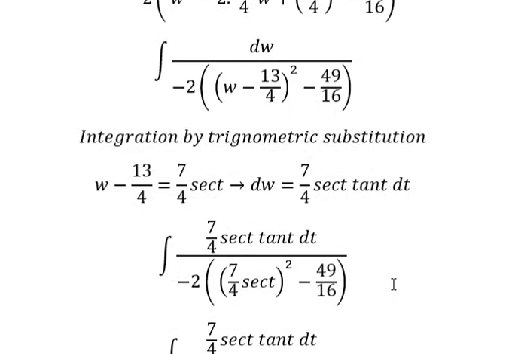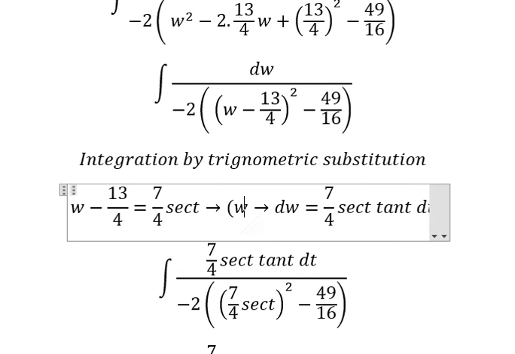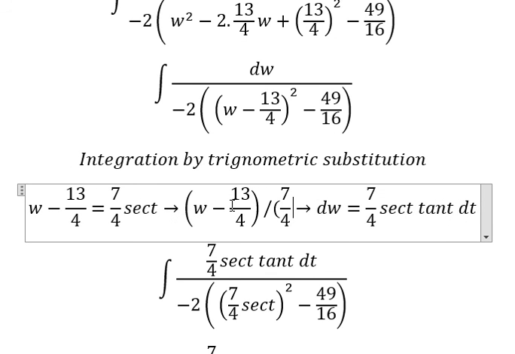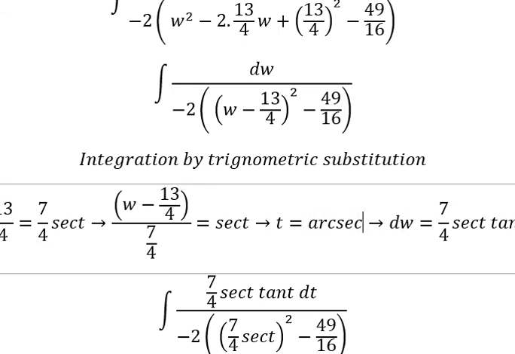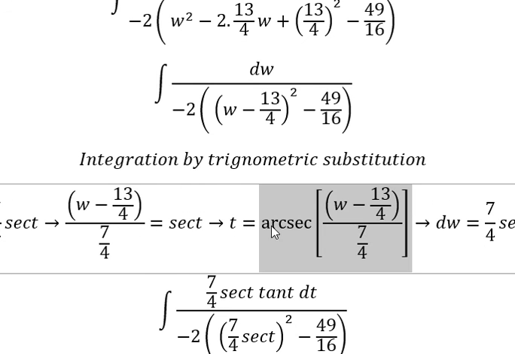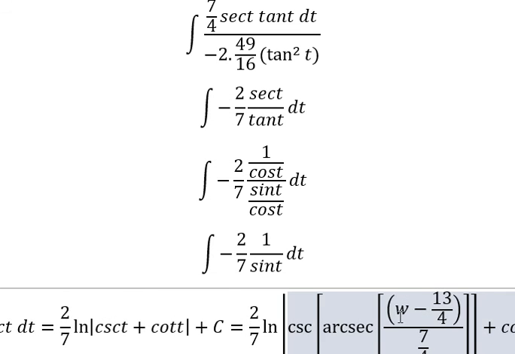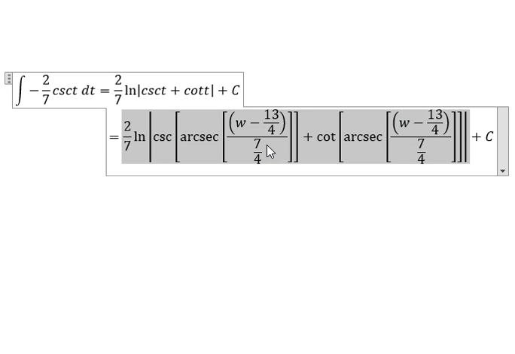About t in here, we need to return back to this one, so we divide both sides by 7 over 4. And we got t equal to arcsecant of this one. So we put this one to replace t. And this is the final answer. Now let's go to the next one.